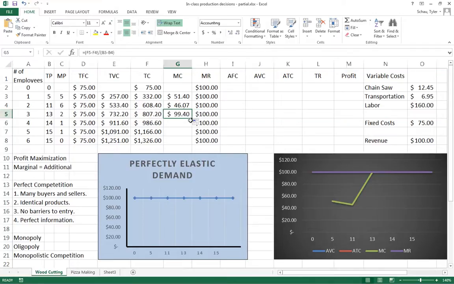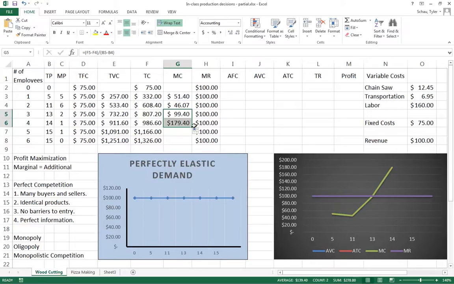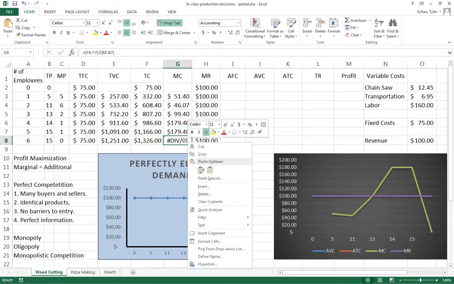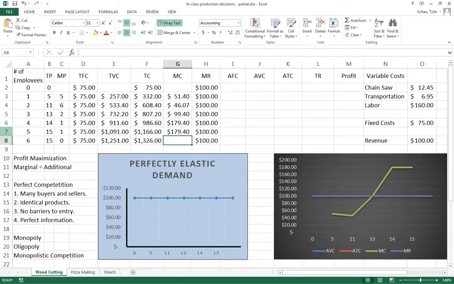Okay. And so as you might imagine, marginal cost with 4 employees is really high. Marginal cost with 5 employees is really high. Marginal cost with 6 employees is actually undefined. That messes with my graph over here, so I'm just going to clear the contents. Can't calculate it because the change in output is 0, and you can't divide something by 0.